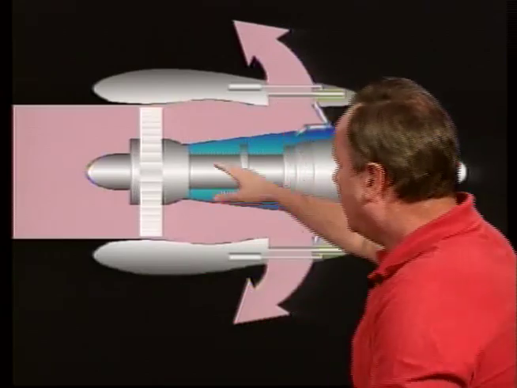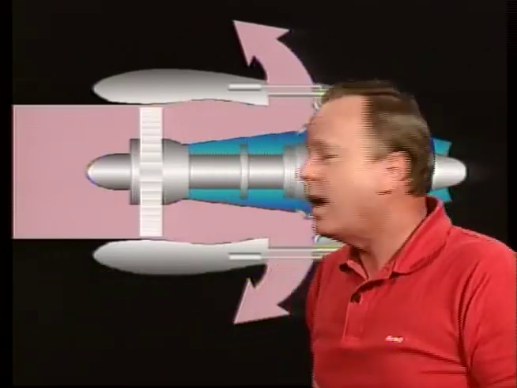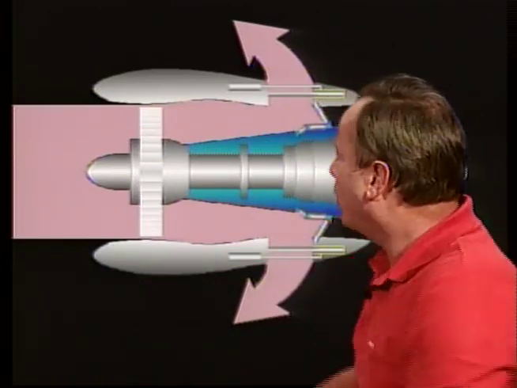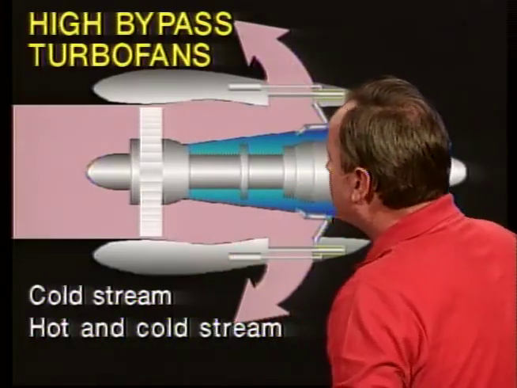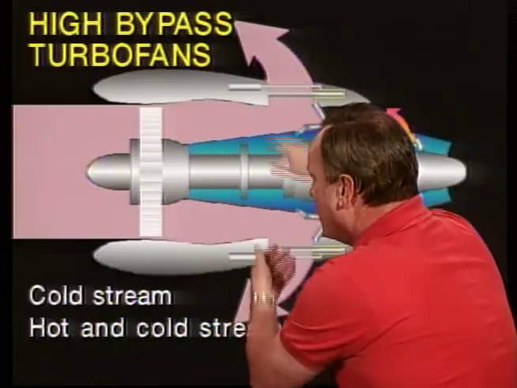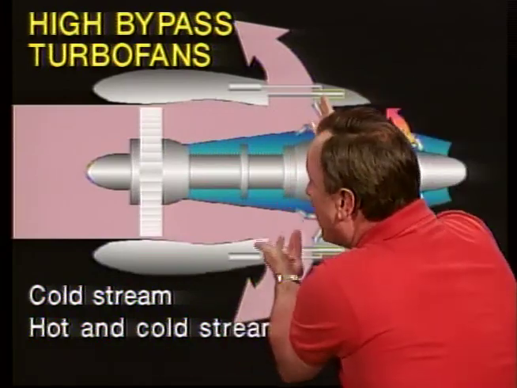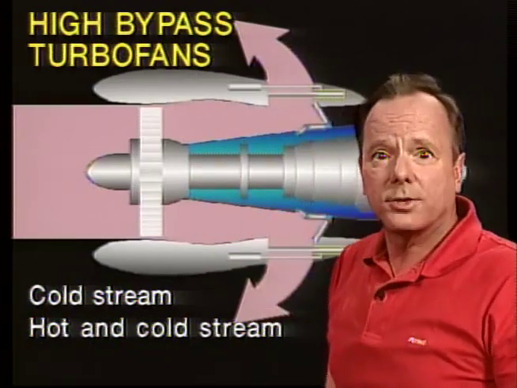Now, if you have a high bypass turbofan, as we might have right here, you know that much of the thrust of this engine comes from the bypass duct. So you can get away with reversing only the bypass duct in a high bypass turbofan, and that's the cold stream, by the way, or you can reverse them both. But you can get away with only reversing the bypass duct because it's a high bypass fan, and that's where most of the thrust comes from.